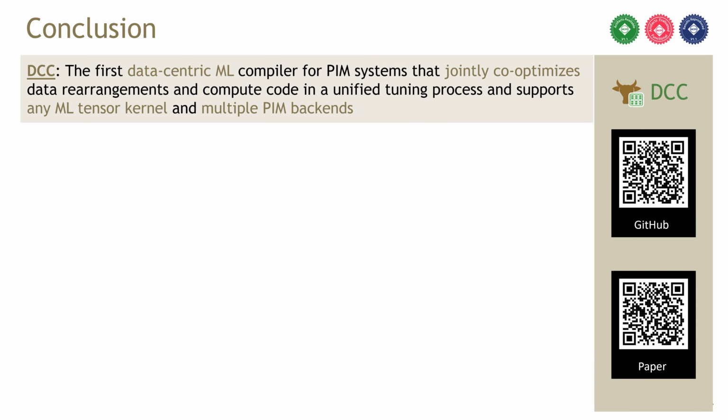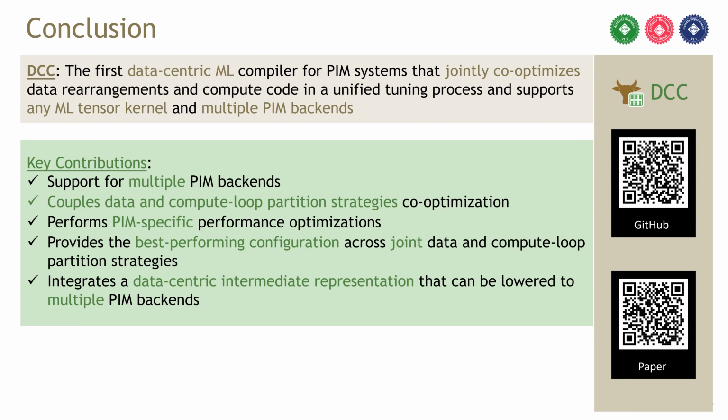To sum up, DCC is the first data-centric machine learning compiler for PIM systems that jointly co-optimizes data rearrangement and compute code in a unified tuning process. DCC supports any machine learning tensor kernels and multiple PIM backends with multi-layer abstraction and data-centric IR. DCC enables high performance via PIM-specific optimization and coupled compute loop and data partition co-optimization. And DCC is fast and accurate at consistently finding the near-optimal configuration.